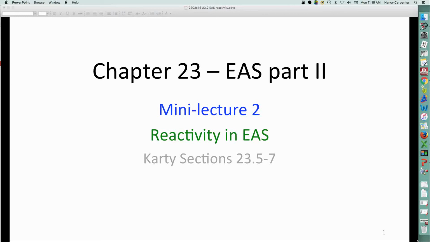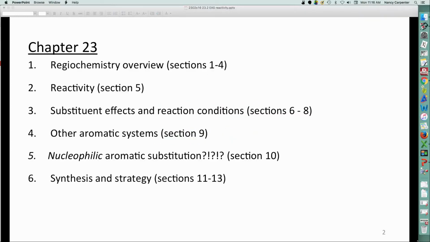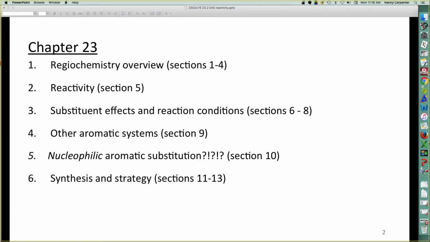So then, now that we've laid the groundwork for chapter 23, let's get into a little bit more detail and review what this chapter is all about anyway. Like I said before, it's pretty much a continuation of chapter 22, and really what we've learned so far is how to look at the particular substituents on the aromatic ring and predict how they're going to direct where the electrophilic aromatic substitution takes place.